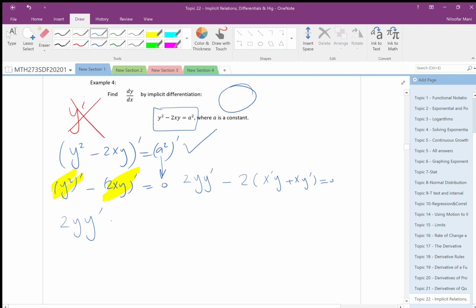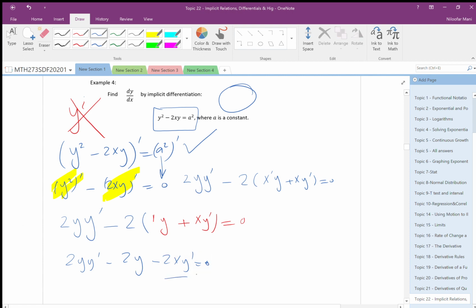So 2y prime minus 2 times, what is x prime? 1, y plus x y prime. The derivative of y is the same as derivative of x, which is 1 times y prime. That's why derivative of y is just y prime. Now I have to simplify. So it's 2y prime minus 2y minus 2xy prime equals 0.